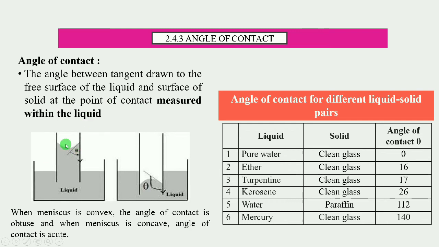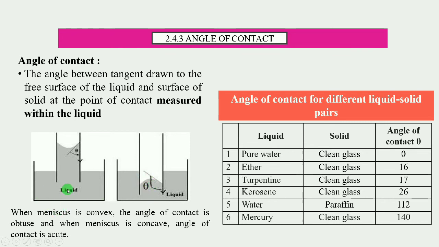When we consider a concave upward meniscus, the tangent will be drawn on the meniscus at the point of contact of solid and liquid. The angle between the tangent and the solid surface at the point of contact, within the liquid, we consider as the angle of contact. Same here, when we consider a fall of liquid and a convex shape of meniscus, we draw the tangent at the point of contact. The angle between the tangent and the solid surface within the liquid at the point of contact is the angle of contact here.